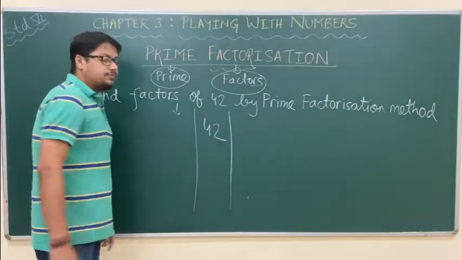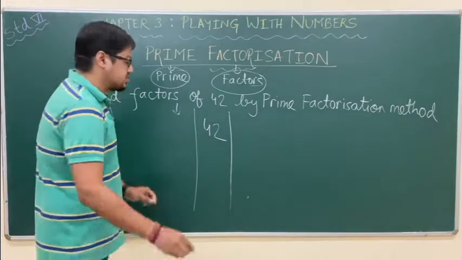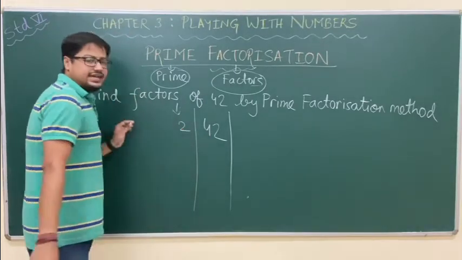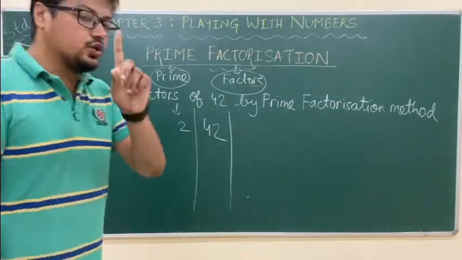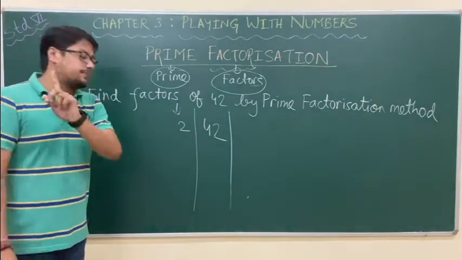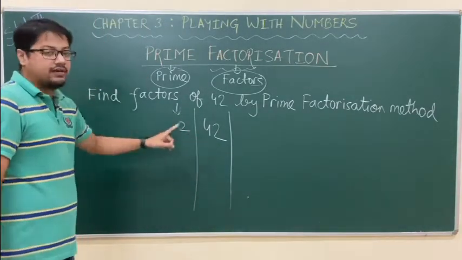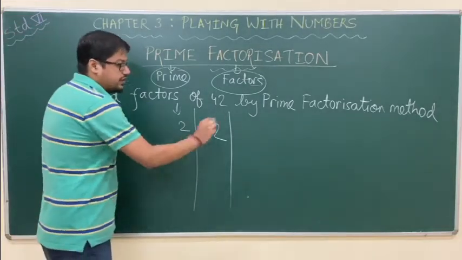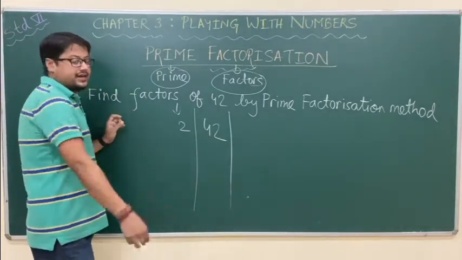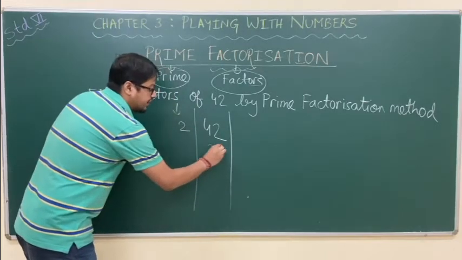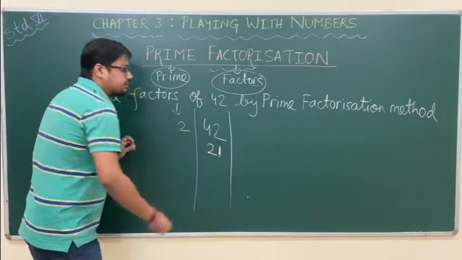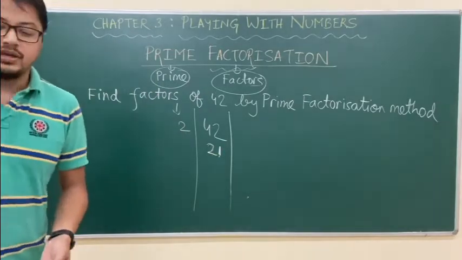So 42, because it is an even number, I will start dividing by 2. Is 2 a prime number? Yes. For your information, 2 is the only even prime number. 42 I will divide by 2. So 42 divided by 2, answer is 21.